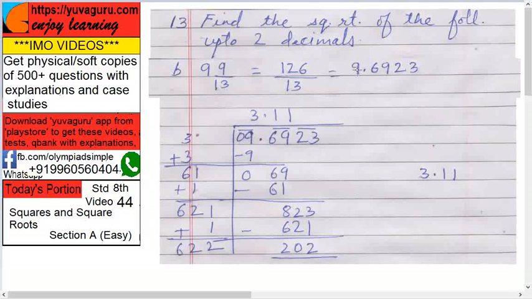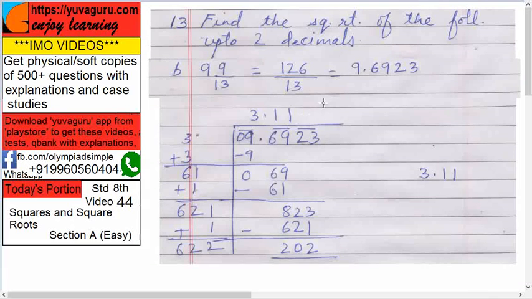Okay. So let's find the square root now. 0, 9, 69, 23. These are the three groups. So 3 3s are 9, that's okay. 0, 69 over here, 61 1s are 61, then 62 over here, and here it is 823. So 6 and 8. Just try, means 6 1s are 6, which is less than 8.